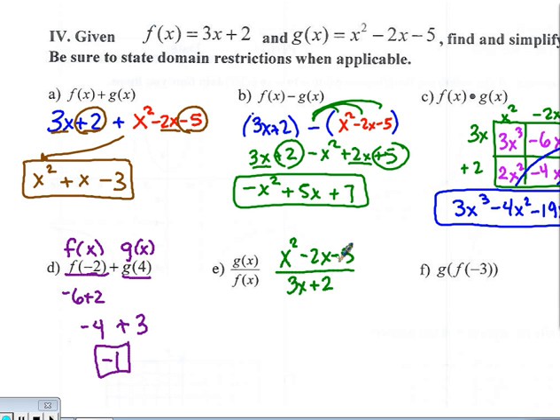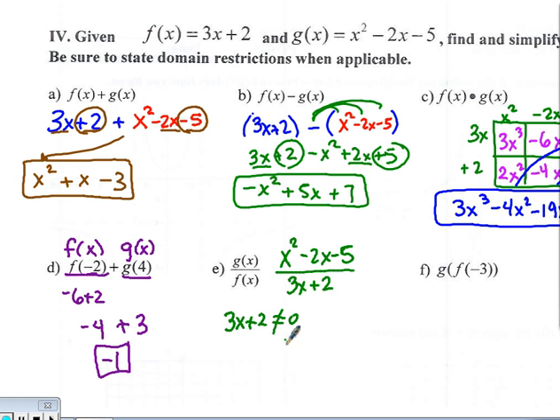Now, I could see if I can factor this. 1 times 5. We haven't talked much about factoring. You did in Algebra 1 a bit. But this is not factorable. There's nothing that we have in common that I could simplify. So I really just need to make sure that the denominator, 3x plus 2, is never going to equal 0.